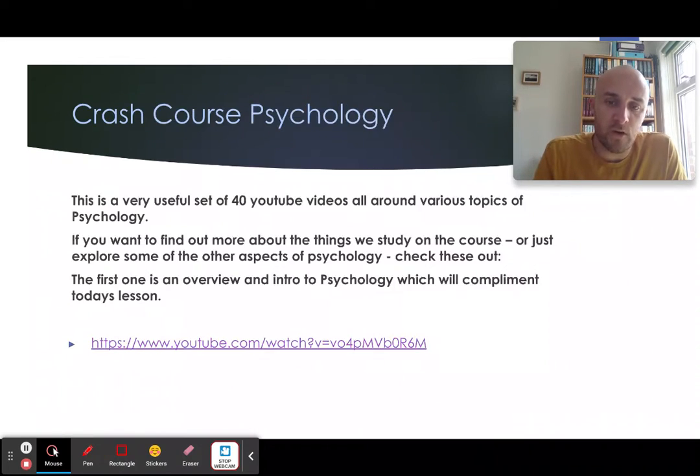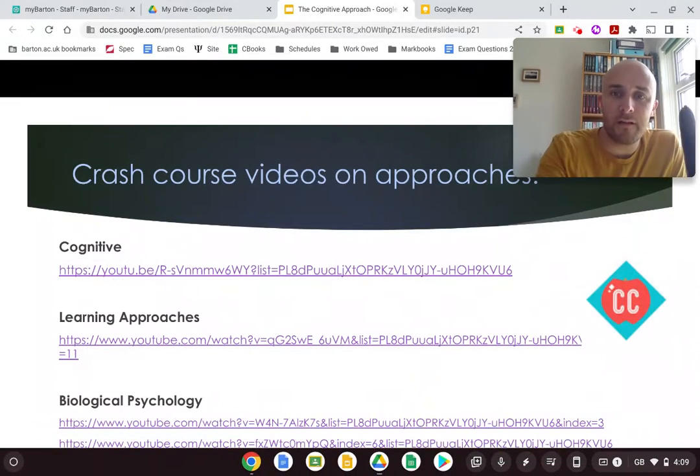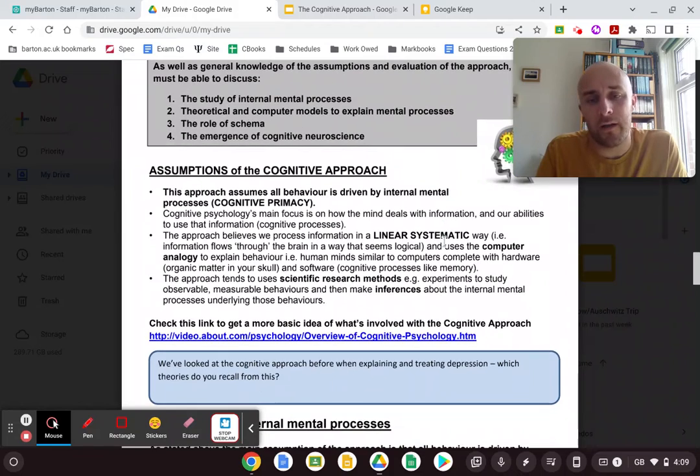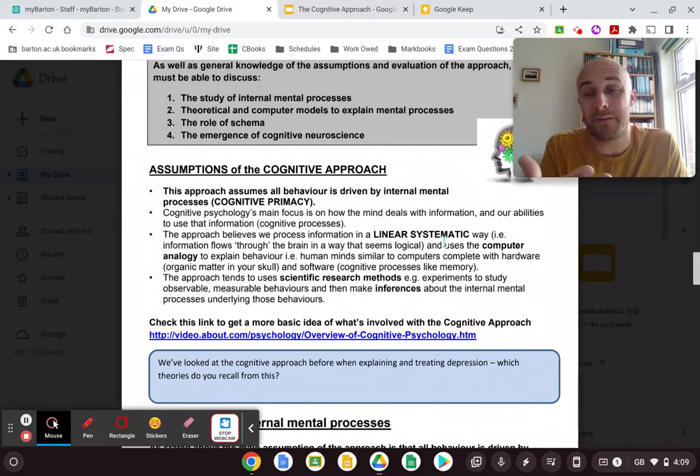That is pretty much a quick run through. I did very briefly just want to go through the workbook to see if there were any other things that we have not gone through. There's quite a lot here, to be honest. Cognitive primacy, but again, that's in the workbook, so I don't need to go through that. Linear systematic way, for example. So the way that we go for systematic means we all go through it in the same order, like input, process, output, so on and so forth.